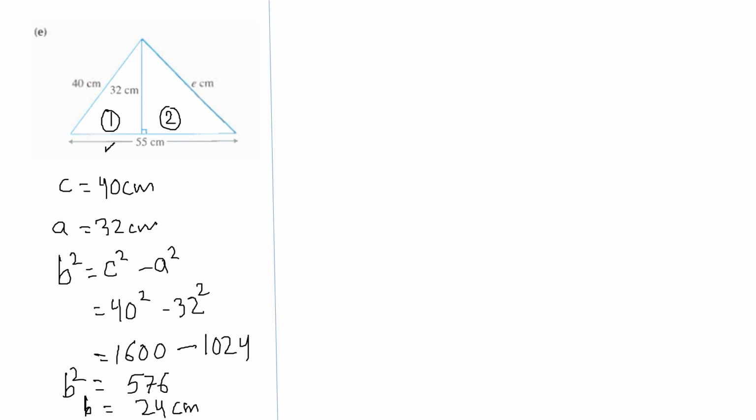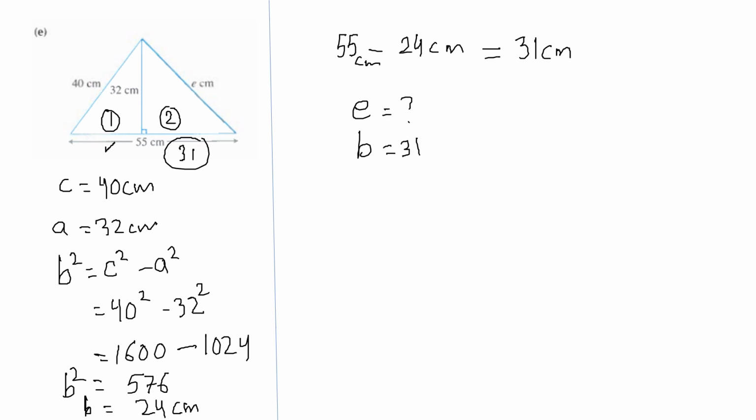Now see, I have come up with this one, base for triangle 1. I will subtract it from the larger base, that is 55. 55 minus 24 centimeter, and this will give me 31 centimeter, right? Now 31 centimeter is the base for triangle 2. I have to find the hypotenuse, that is E. In triangle 2, E is equal to question mark, B is equal to 31, which I have just found in this question, and altitude is 32 centimeter.